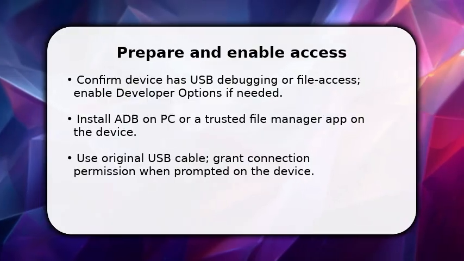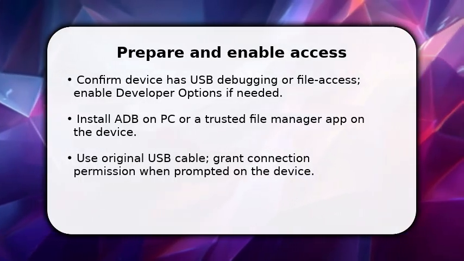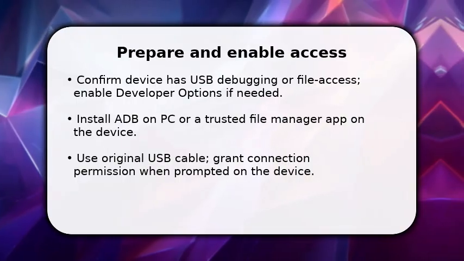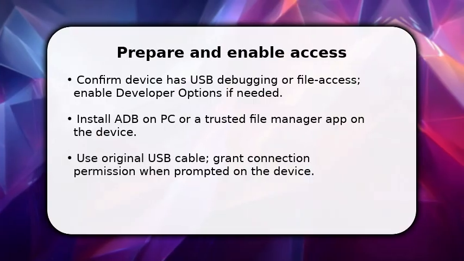You start by opening developer options and enabling USB debugging. This gives your PC direct access. Connect the device with a known good USB cable, then tap Allow on the device when the computer requests permission.